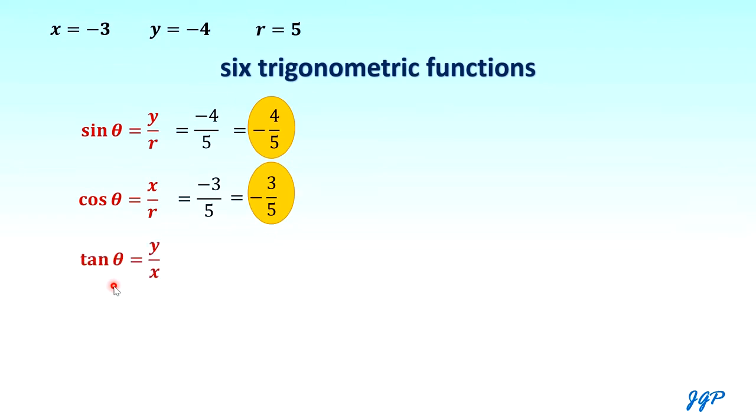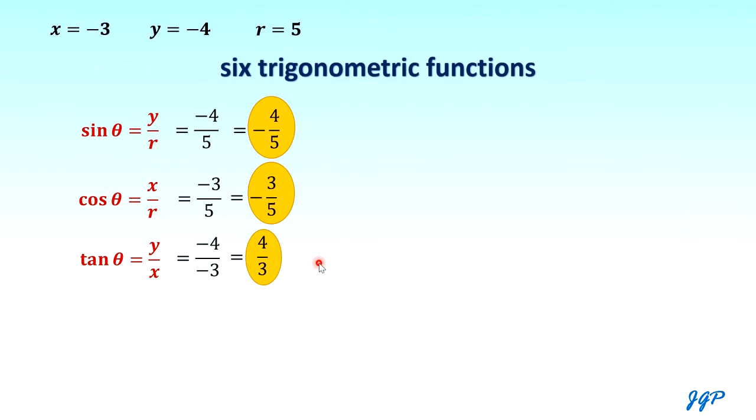So let's have tangent theta. That is the value of y over x. So, we replace y by negative 4 and x by negative 3. So, we now have negative 4 over negative 3. And by simplifying this one, the value for tangent theta now is 4/3.